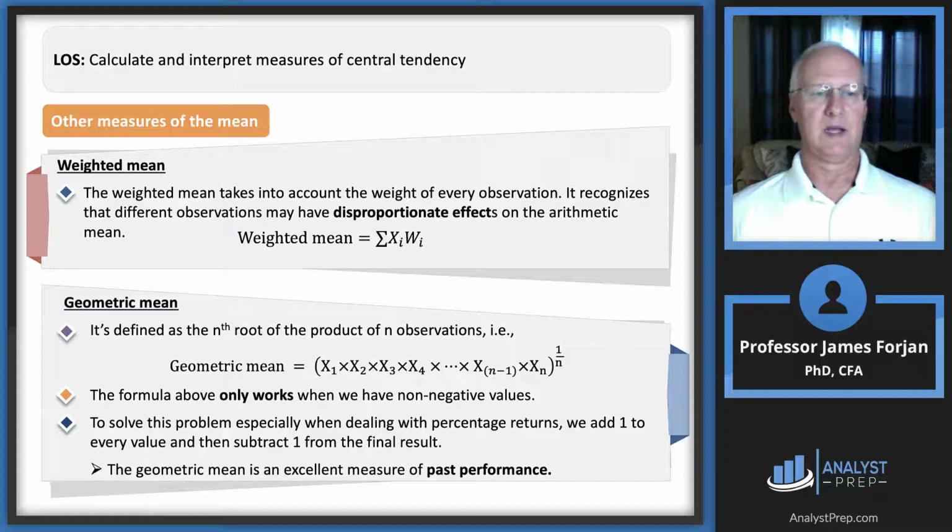Notice that second diamond point. The formula only works when we have non-negative values. And so we could apply this to a sports analogy. I love giving sports analogies. Let's suppose that over the last 4 basketball games, LeBron James has shot 6, 8, 10, and 12 foul shots.